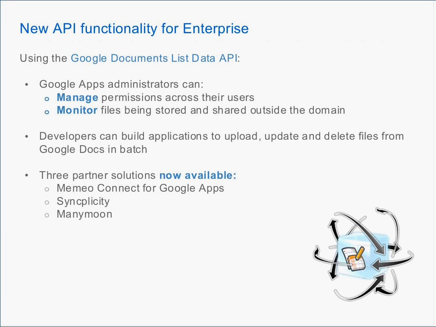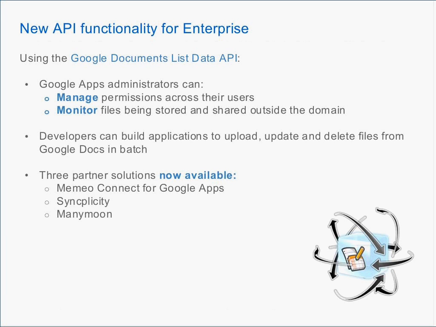For our Premier customers, we talked a lot today about specific capabilities for Premier that were unique. Here's another key one that we launched with this functionality, is that if you're a Premier customer, you have access to the Google Documents List Data API.